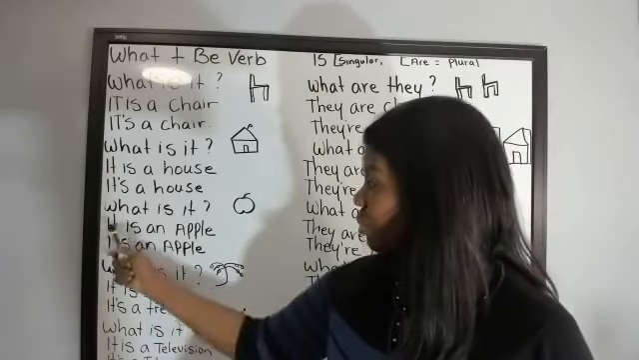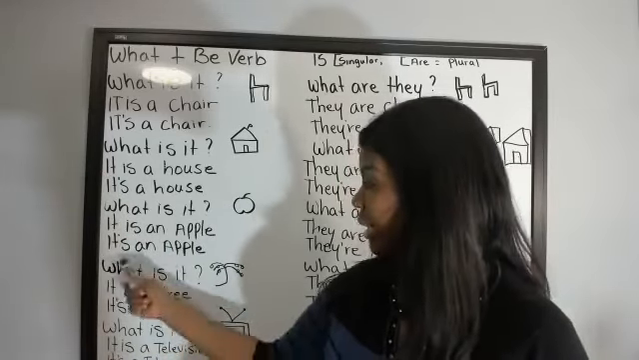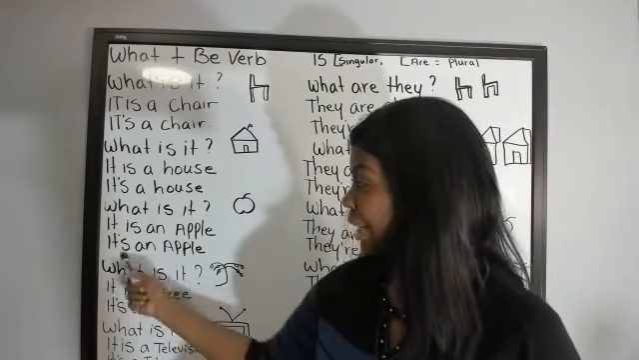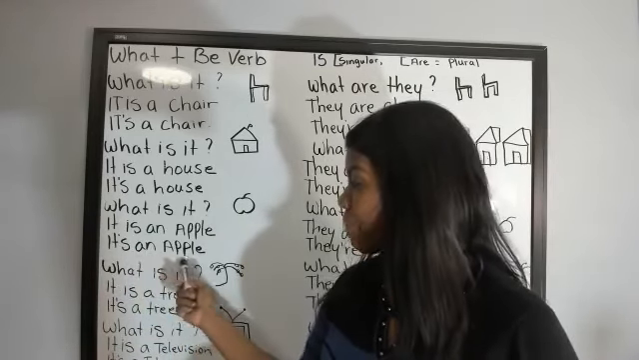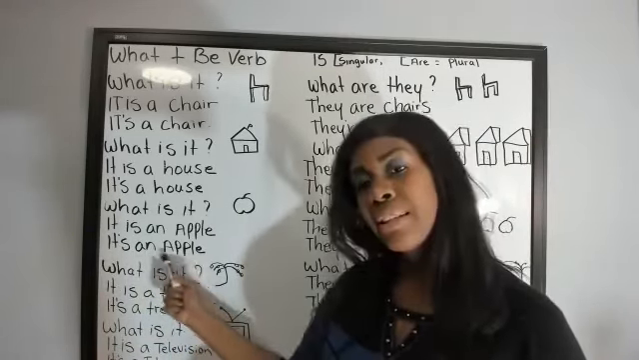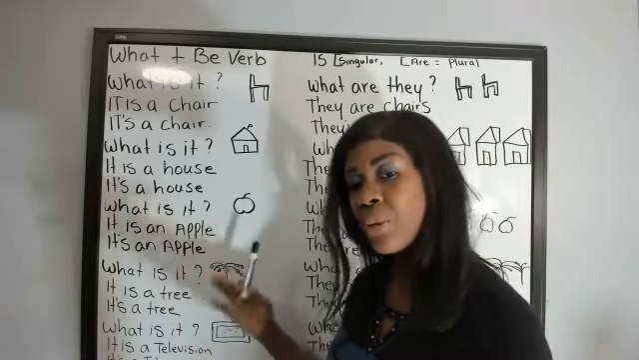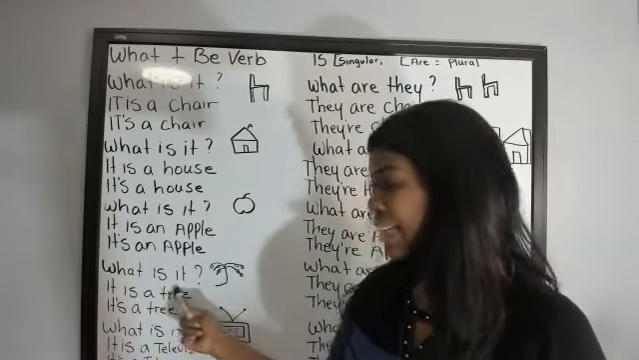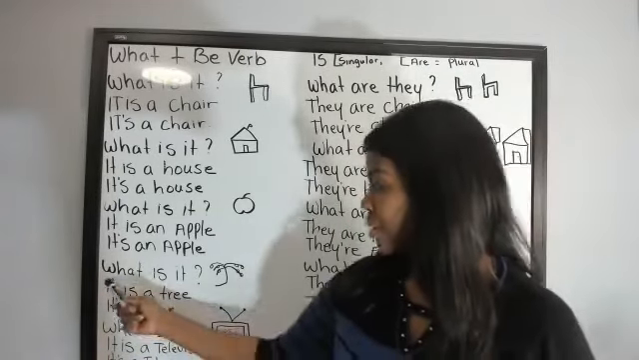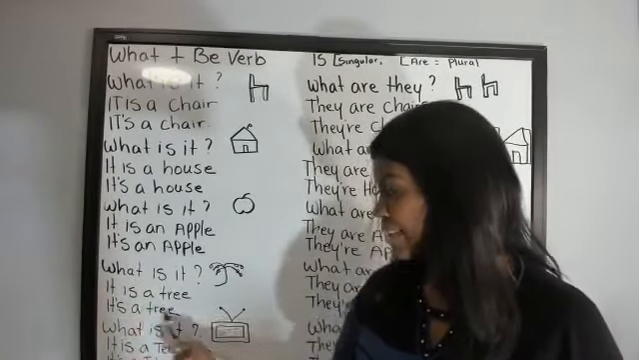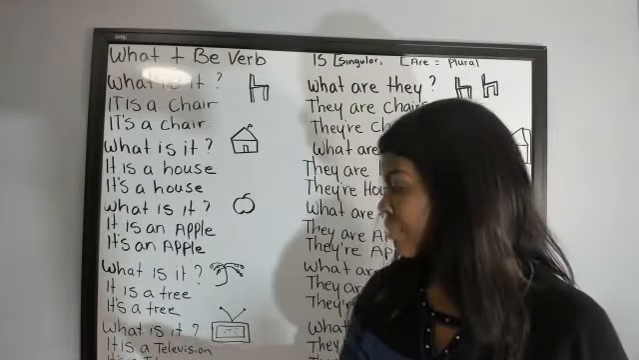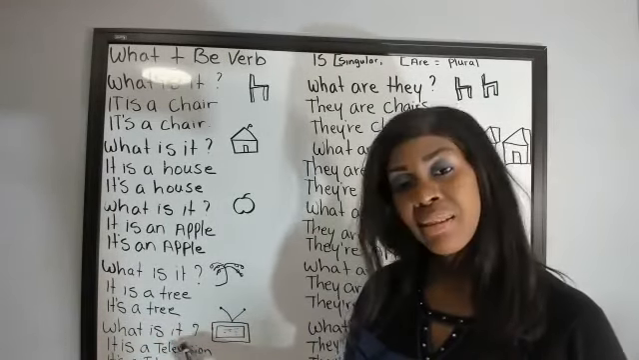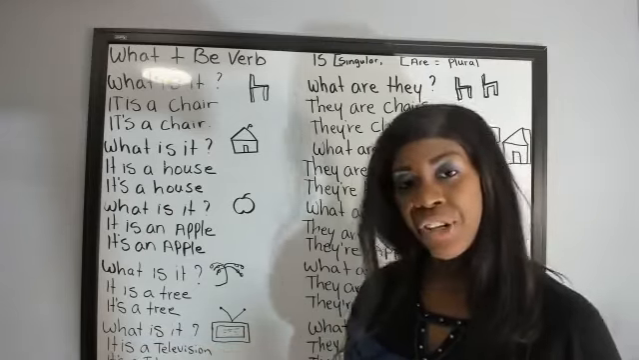What is it? It's an apple. Napple. You connect the words. It's an apple. What is it? It's a tree. What is it? It's a television, all right?